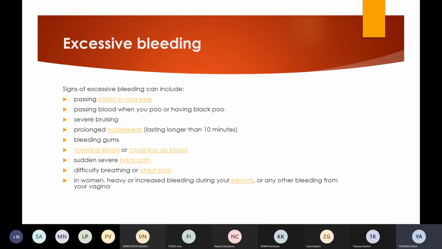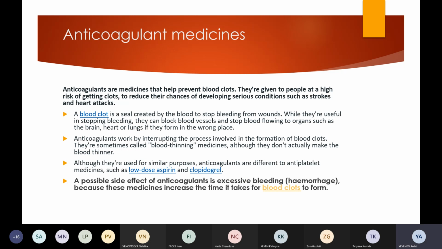usually the benefits outweigh the risks, but sometimes the prescription is not supported by enough information. For example, in COVID-19, in mild cases when the patient is not hospitalized, there is not enough information that benefits outweigh the risk of prescribing antiplatelet medication. And they also have a serious side effect, that is excessive bleeding.